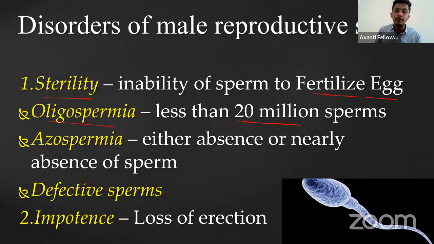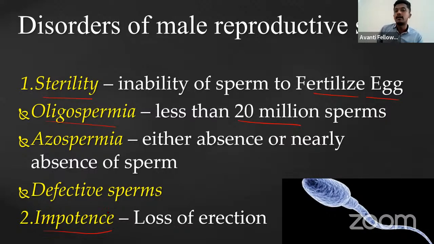And then we have defective sperms. That is, out of 100% of the sperms, we should have at least 60% of the sperms which look like sperms, right? So 40% are defective normally in a healthy man. If it is even worse than that, then it is defective sperms and it will lead to a lot of deformities.